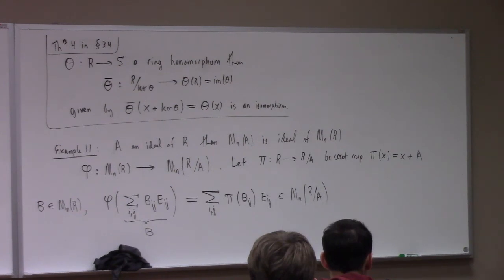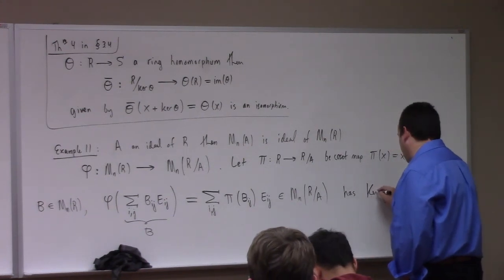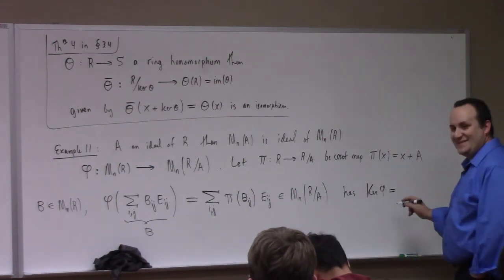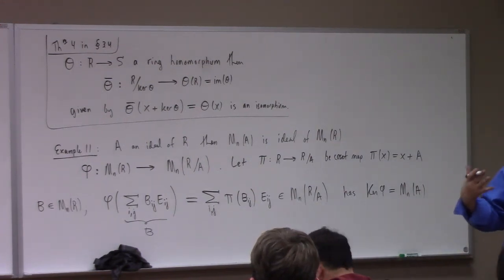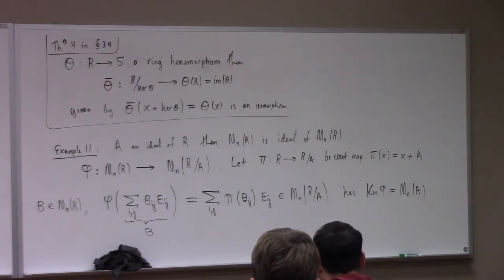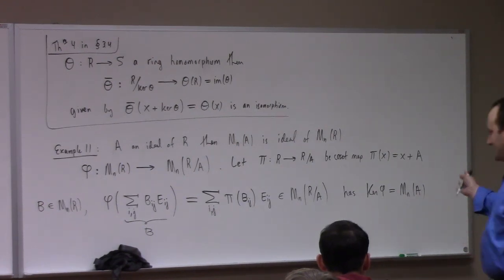And what's its kernel? Matrices over A. Exactly. And so the n by n matrices over the ring, quotient by the n by n matrices over the ideal, is isomorphic to the n by n matrices over R mod A. That is the power of the first isomorphism theorem. Think about working that out without it. This is very nice.